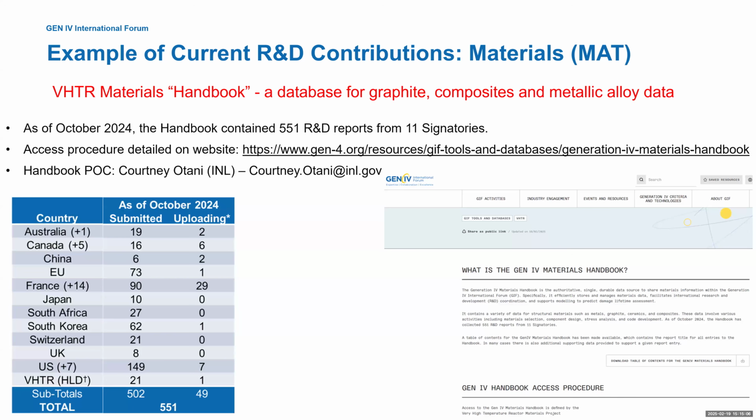I show here on the bottom left a table of what the members have contributed so far in terms of actual R&D reports. So these are actual entries, actual data sets of these materials, in a database. You can request this data on the website. I list the link there. Our handbook point of contact is Courtney Otani at Idaho National Lab. There's a whole procedure laid out. It depends on the signatory member, and your relationship with your signatory member if you're a commercial company. For example, in our case, what is the relationship between X-Energy and the Department of Energy, and so forth. So there are several criteria to qualify for access. But the idea is, of course, that this very valuable resource is shared with the community.